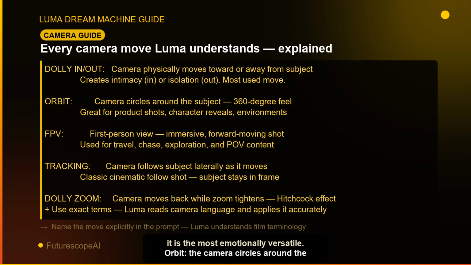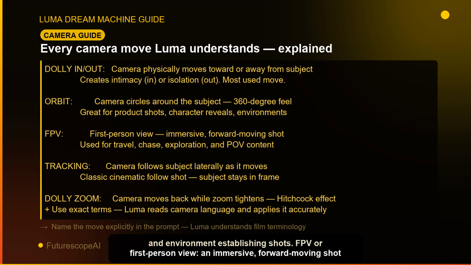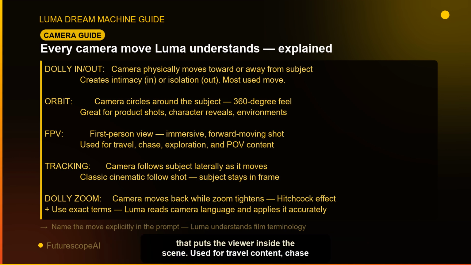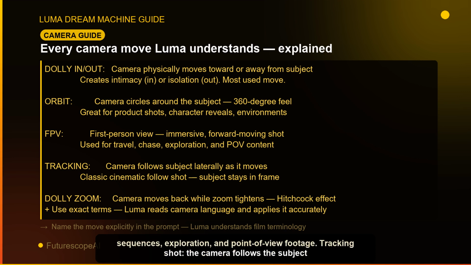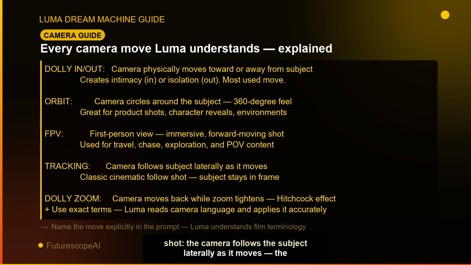Orbit. The camera circles around the subject for a 360-degree feel. Essential for product shots, character reveals, and environment establishing shots. FPV, or first-person view, an immersive, forward-moving shot that puts the viewer inside the scene. Used for travel content, chase sequences, exploration, and point-of-view footage.